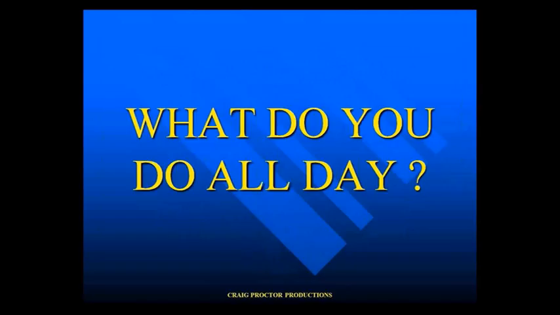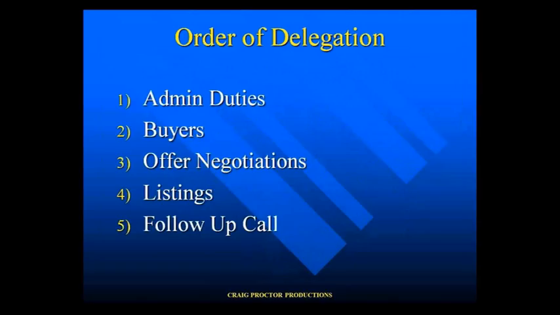But you're going to analyze what is it that you do all day. Now, there's an order to delegation. The first thing I'd like you to delegate is anything that doesn't require a real estate license. Okay, get rid of it. So what did my first assistant do? Everything that didn't require a license, including taking my dry cleaning in, driving my car through the car wash, all my paperwork, all my banking, everything.